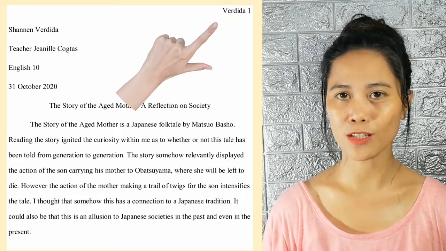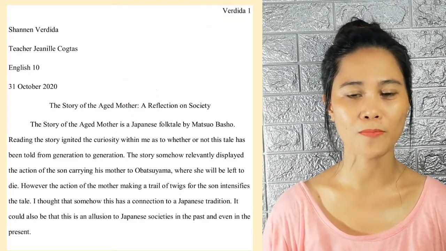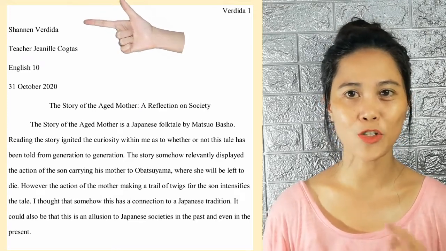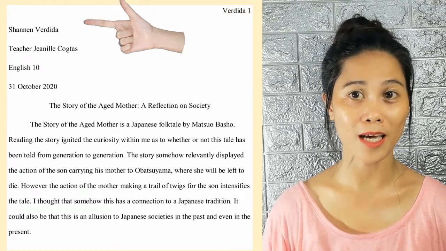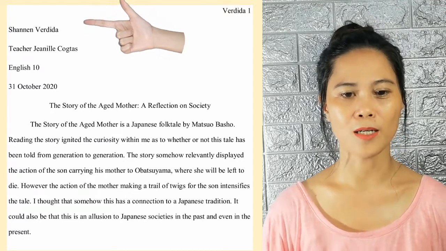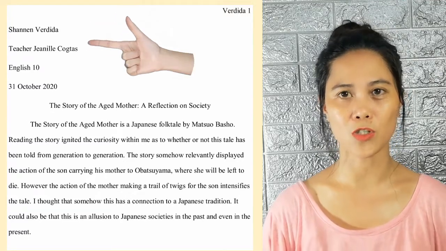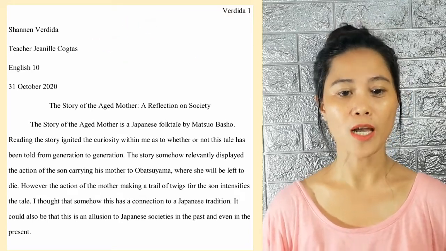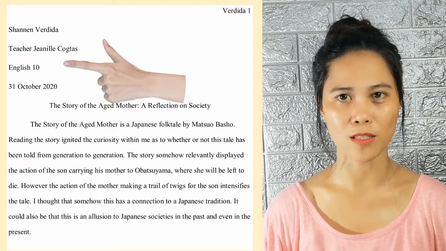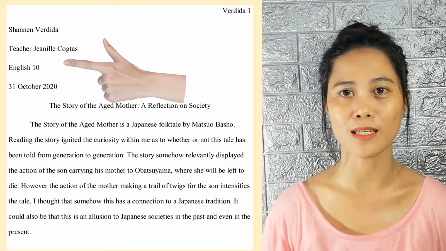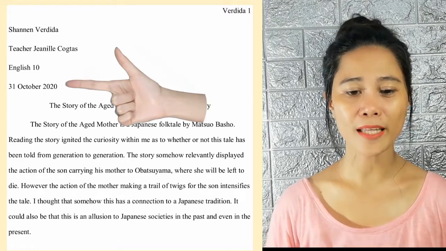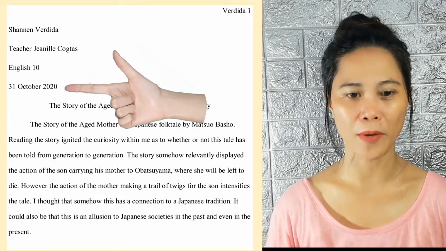So if you're a student, your name goes in the top part, as the sample shows. If you're a teacher, you tell your students that their names are found there. Then below the student's name is the teacher's name. Teacher Janelle Cogdas, that is my name. I am the teacher. Then below that is the subject, English 10, assuming this is an English 10 subject. Then the date that I am submitting the paper.